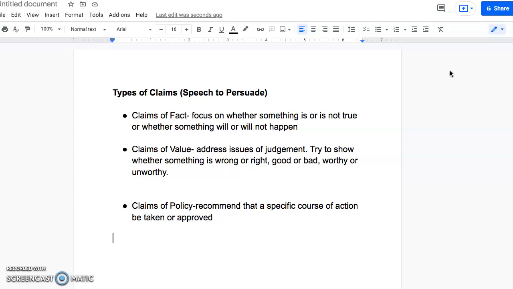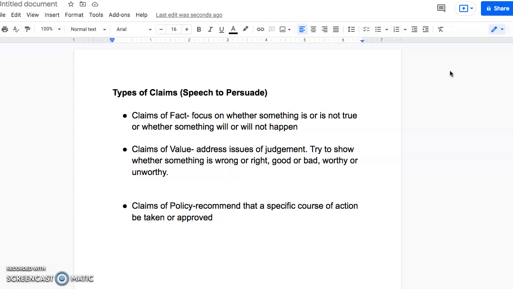An example of a claim of fact is a woman president will be elected in the next U.S. presidential election. Another example is global warming is causing more extreme weather patterns. So again, these are two claims that state whether something will or will not happen, or is or is not true.